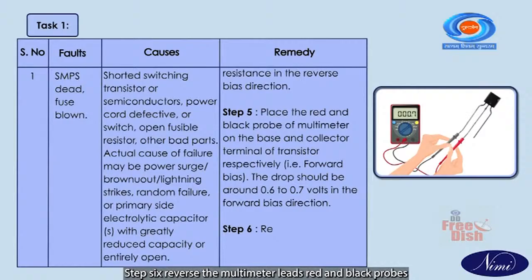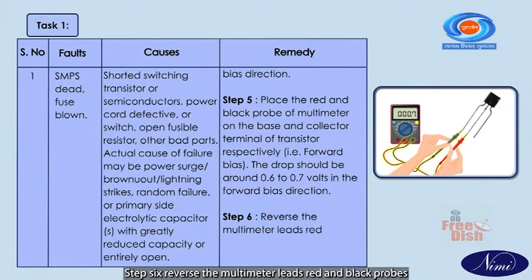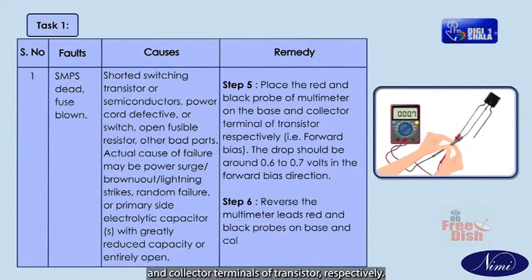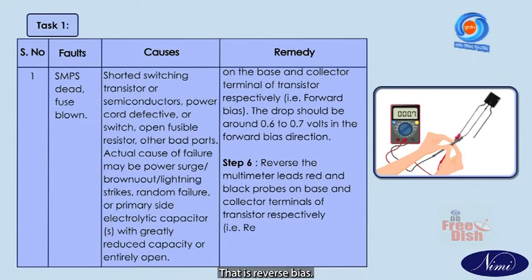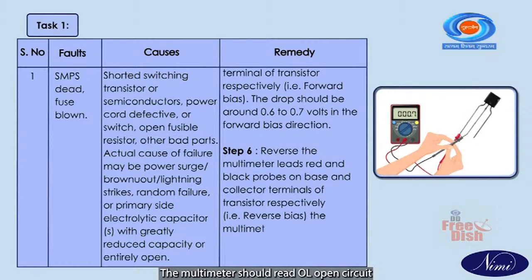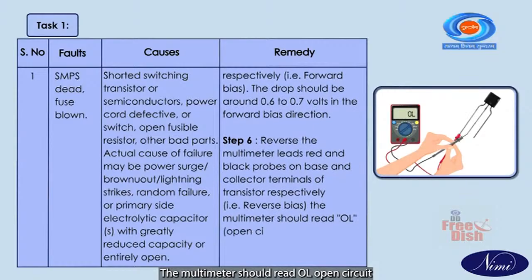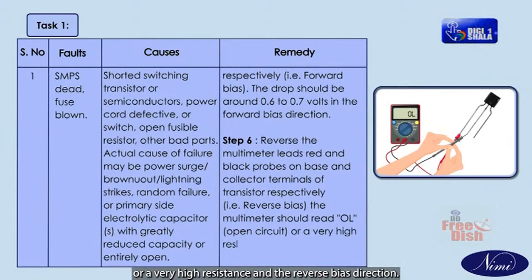Step 6. Reverse the multimeter leads, red and black probes on base and collector terminals of transistor respectively, that is, reverse bias. The multimeter should read OL, open circuit, or a very high resistance in the reverse bias direction.